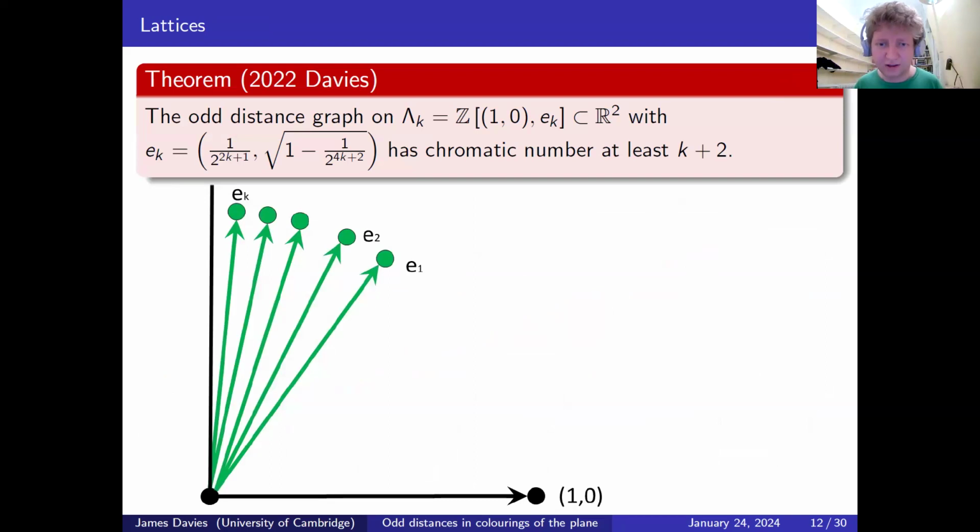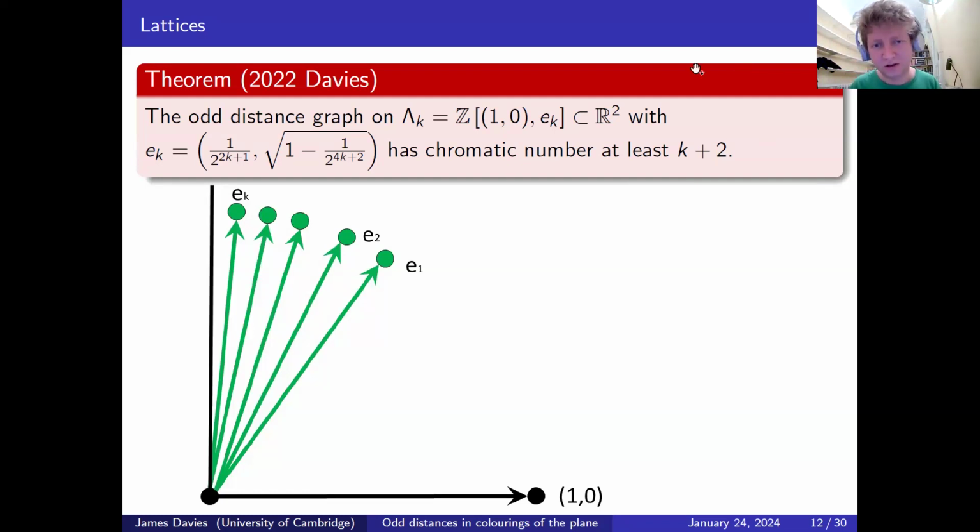So the lattice we're going to take is going to be generated from 2 unit distance points. One will just be the standard basis vector (1, 0). And then we'll take this second strange looking e_k as our second part of the basis. And then what we'll aim to prove is that the odd distance graph on this lattice is always going to have chromatic number at least k plus 2. So we can take k big and get as big a chromatic number as we want.